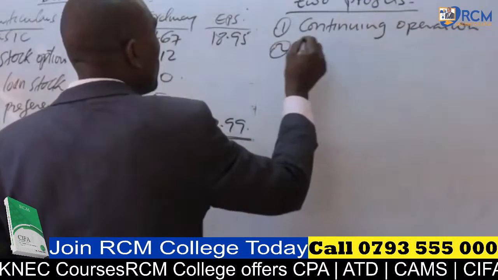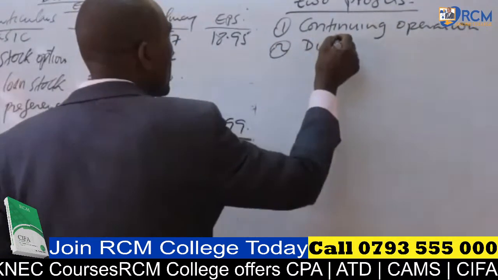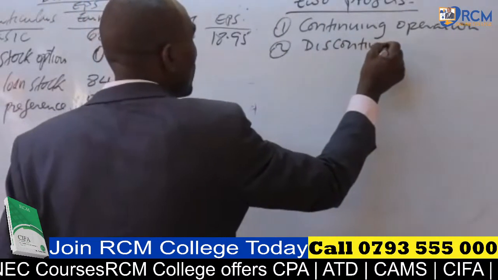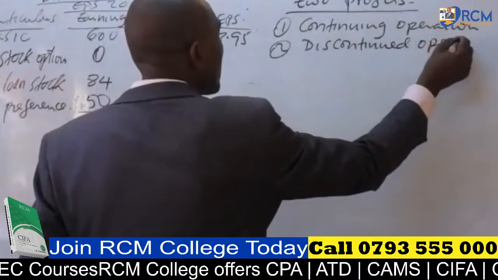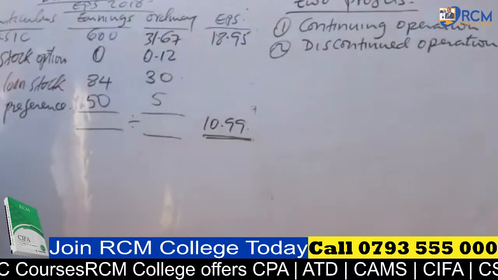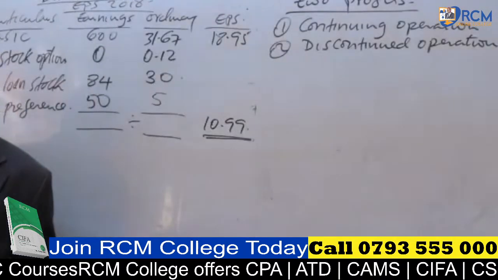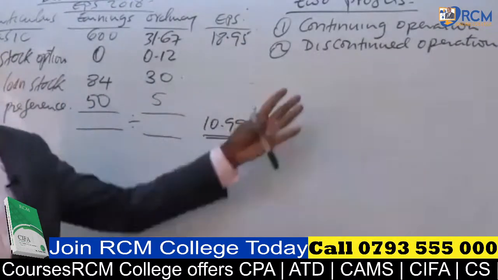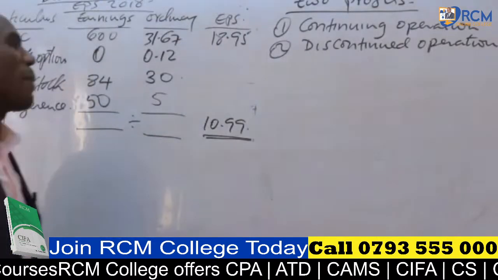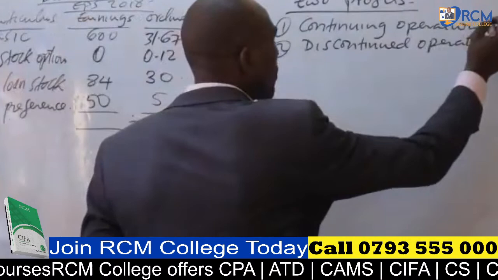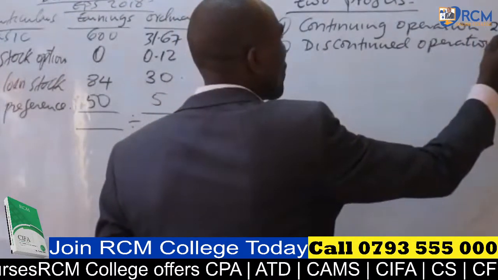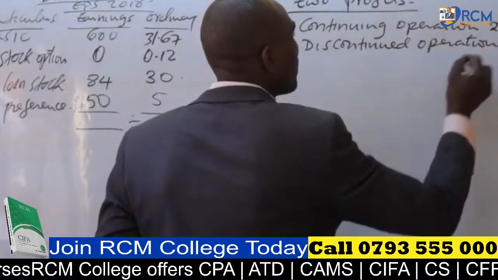Another one from discontinued operation. Sometimes, good friends, the examiner will give you two profits: one from the continuing operation, another one from the discontinued operation. Like for example here, continuing operation profit, he has given you 20. Discontinued operation profit, he has given you 30.